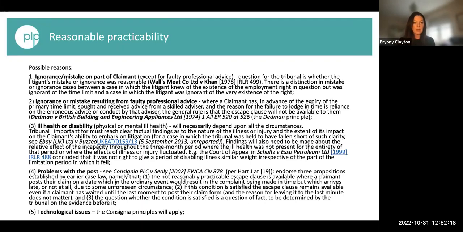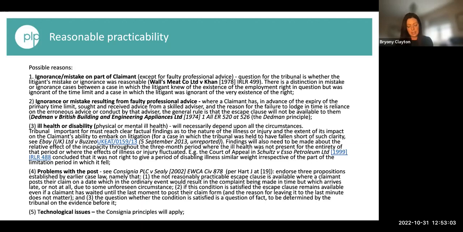So the third reason that we've looked at is ill health or disability, which could be physical or mental ill health. Clear factual findings will need to be made about the nature of the illness. The issue of fluctuation has to be dealt with. And in the Schultz case, which we've referred to there, it was said it wasn't right to give a period of disabling illness similar weight, irrespective of the part of the limitation period in which it fell. So overall, the focus should be upon the later stages of the 3 months or the applicable time period, reflecting the reality that in most cases, that is when litigants focus their minds on lodging a claim.